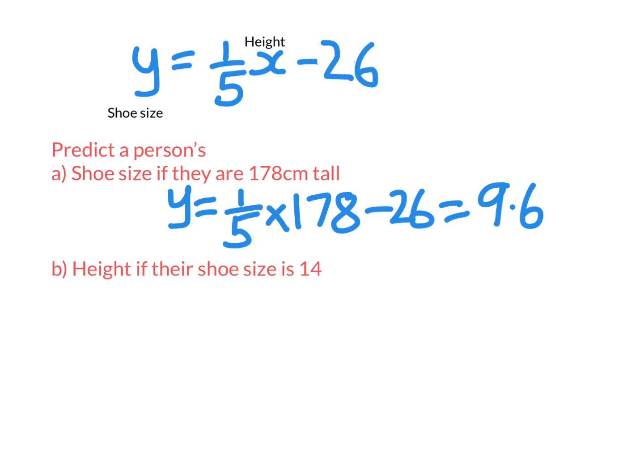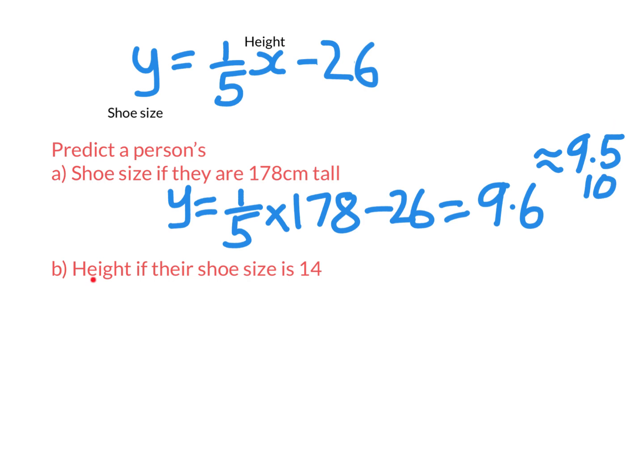Of course, shoe sizes are only in half sizes, so it'd be okay if you said it'll be about 9.5 or about 10. Either of those is acceptable. So that's just a prediction. Of course, it doesn't mean someone who's 178 centimeters tall will always have this shoe size.